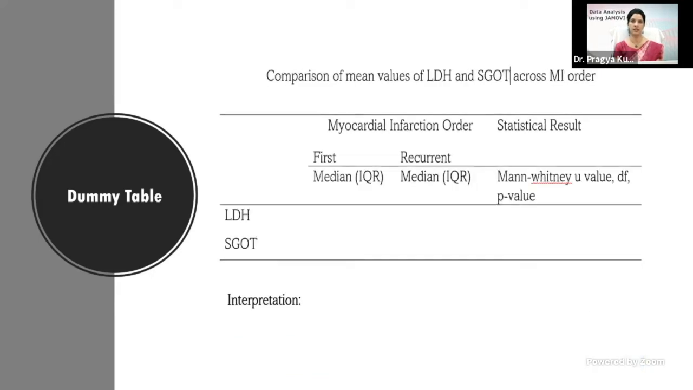And this is the LDH and SGOT, where you will see the median and interquartile range and Mann-Whitney U value, because this test is the non-parametric counterpart of the independent sample t-test. And in this case, because the QQ plot was showing that it is not normally distributed, that's why we will use this Mann-Whitney U test.